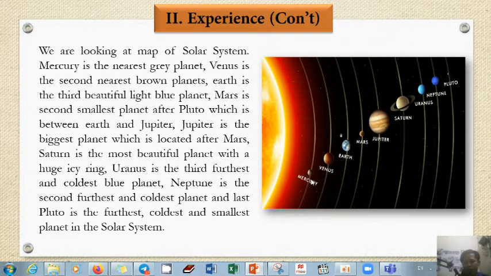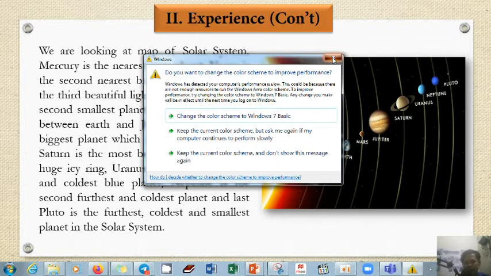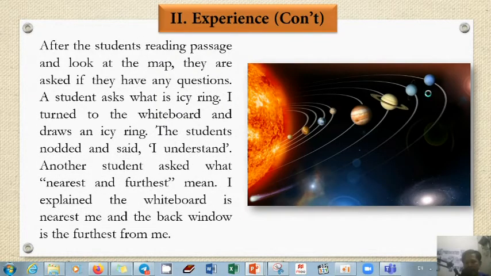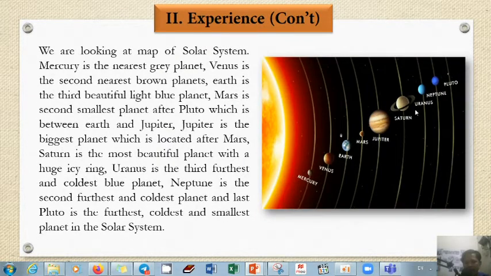Mercury is the nearest planet. Okay, and Venus is the second nearest, a brown planet in the solar system. And Earth is the third, a beautiful blue planet, and we have the moon nearby the Earth as well. And Mars is the second smallest planet after Pluto, which is placed between Earth and Jupiter.